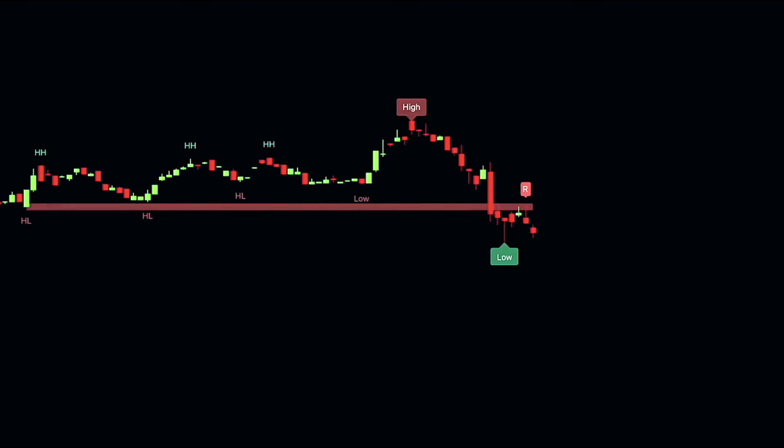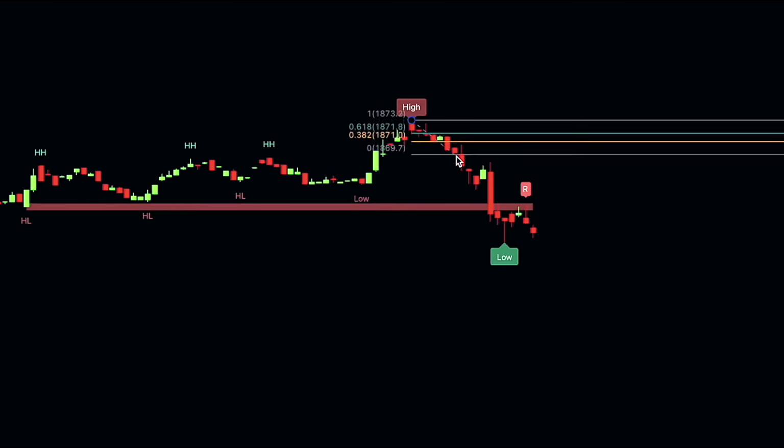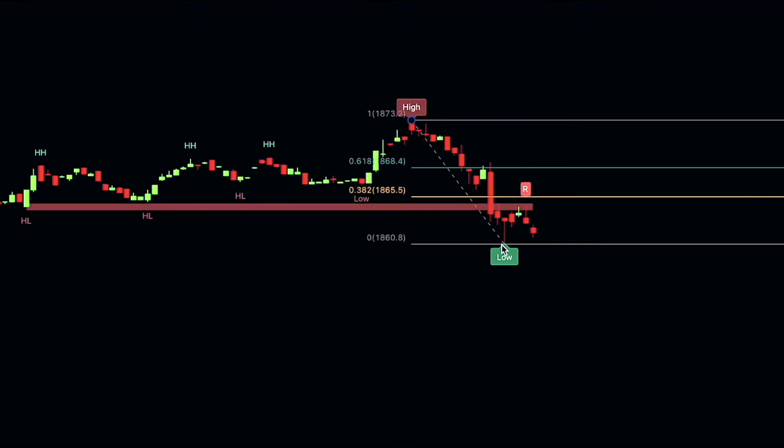In another case, the price broke below support. We tested it, and the indicator gave a sell signal. We checked the Fibonacci, saw the price didn't pass 0.38, and confirmed the sell.